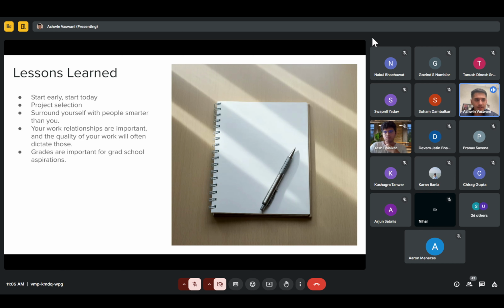And yeah, one thing that I cannot get tired of explaining: grades are very important for grad school aspirations. So wherever you are, try to push it. If you're at 7, try to push it to 8. If you're at 8, try to push it to 9. If you're at 9, try to push it to 9.5, 10. Just keep in mind that the higher, the better.